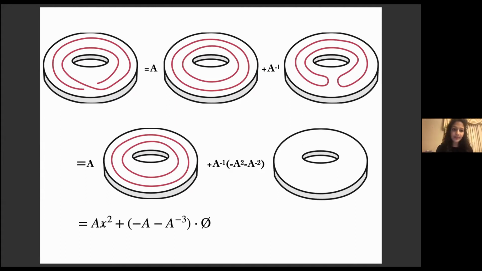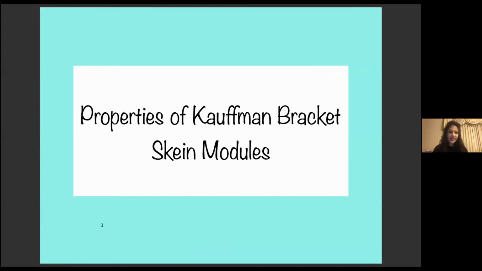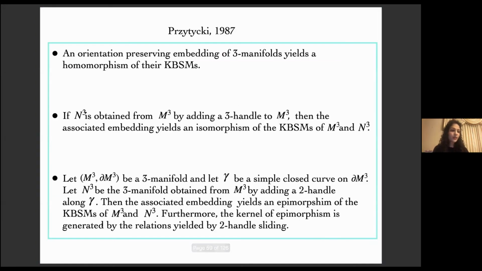All right, so let's discuss some properties of Kauffman bracket Skein modules. These were proved by Józef Przytycki in 1987. The first is that if you have an orientation preserving embedding of 3 manifolds, then that embedding yields a homomorphism of their Kauffman bracket Skein modules.